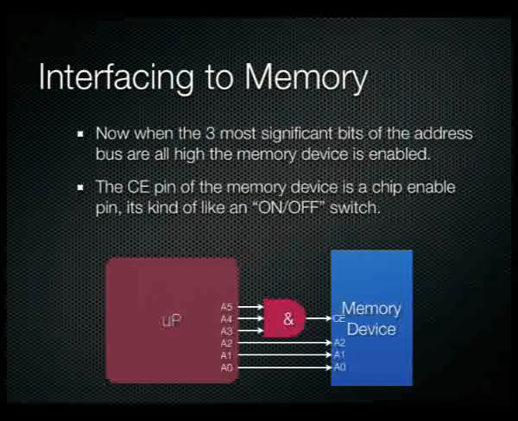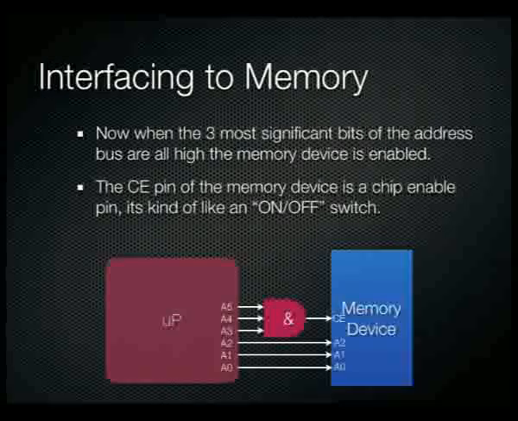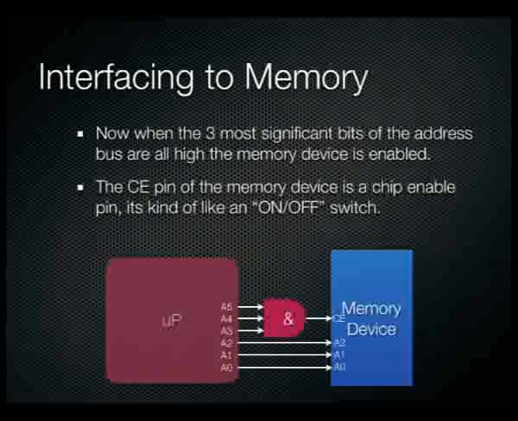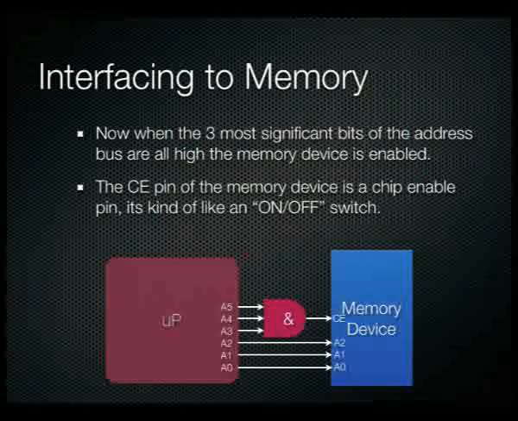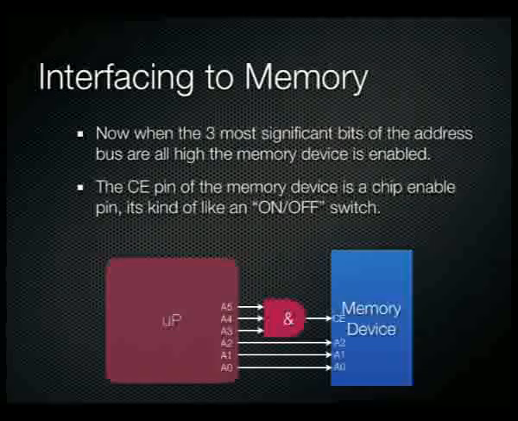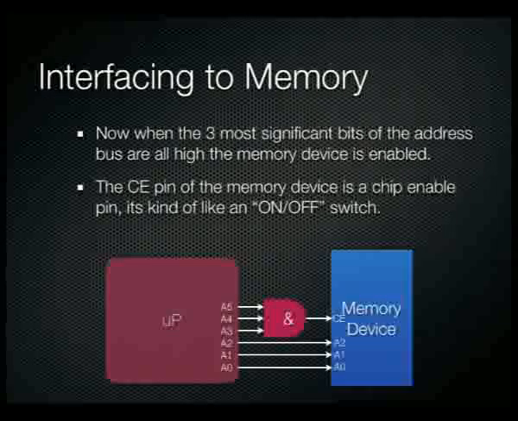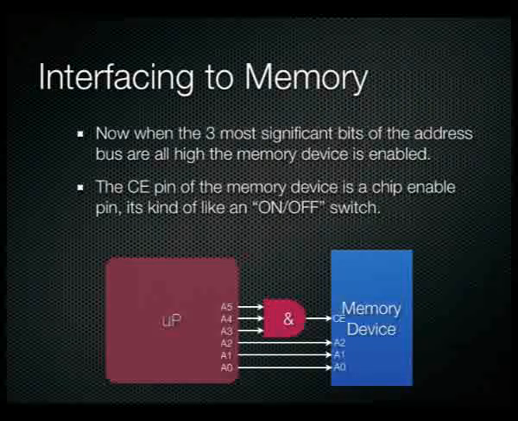By fusing those top 3 bits through the AND gate, and then using the output of that AND gate to turn the chip enable pin, we can have that device turn on only when the 3 most significant bits of our address bus are high. So the chip enable is effectively like an on-off switch for our memory device. On some chips it could be called a chip select, but it's generally called a chip enable, so it can be called CE or CS depending on what sort of chip you use.